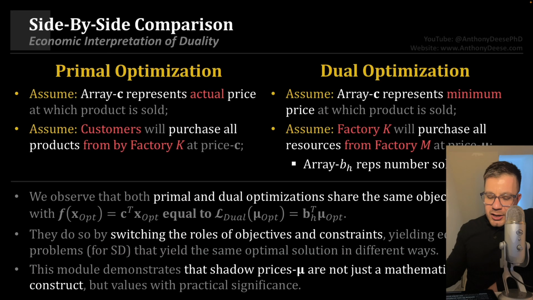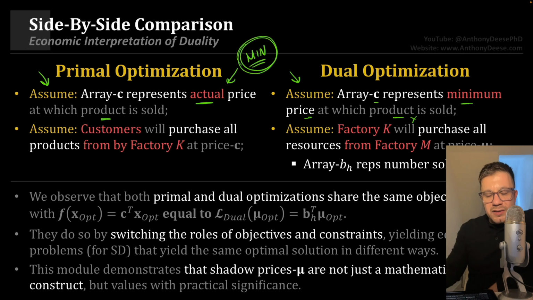The goal is to minimize the market price to maximize the number of resources sold, and the dual Lagrangian, which serves as the objective function for the dual problem, is equal to B sub H, which is the total number of the individual resources to be sold, times the shadow prices, or the market equilibrium prices for those resources. For the primal optimization, we assume that array C represents the actual price at which the finished products are sold, whereas for the dual optimization, we assume that array C represents the minimum price at which the product Y is sold, although one could interpret C as related to the primal problem also representing the minimum unit price at which it's sold.